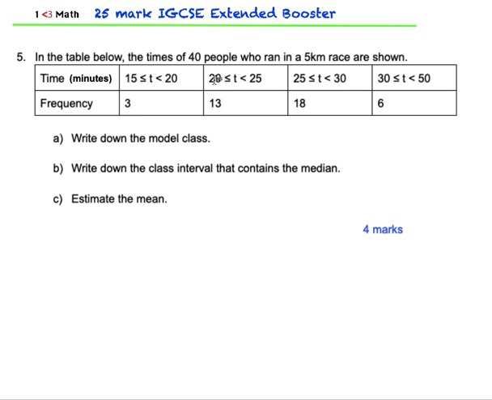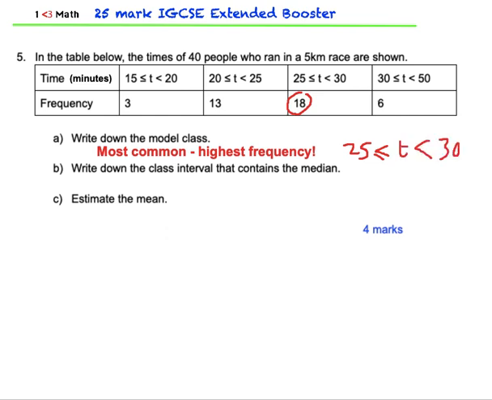The next class interval is t is greater than or equal to 20 and less than 25 minutes. So these 13 people ran somewhere between 20 minutes and 25 minutes, and so on. So we need to write down the modal class. Now the modal class is the most common, the one with the highest frequency. So we look at the frequencies. The highest frequency is 18. That corresponds to t is greater than or equal to 25 minutes and less than 30 minutes. So that's the first point.